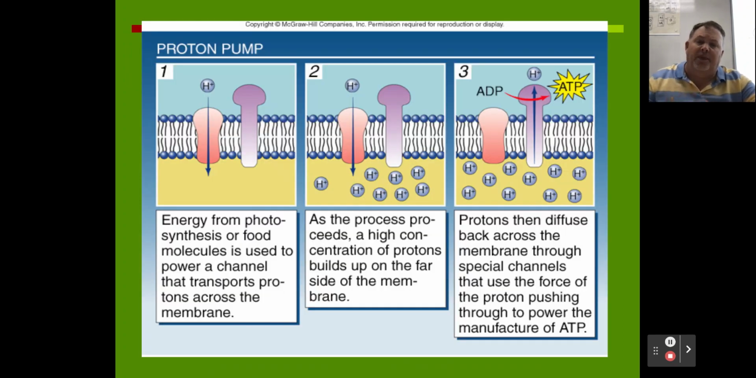The last one that your book mentions here, and again, I'm not going to require you to know it. It's just another example of how much energy is spent just thinking and using your nerve cells. It's that we have molecules going from low concentration to high concentration.